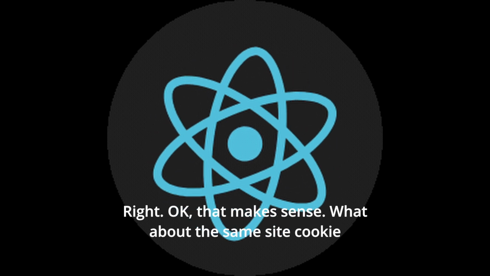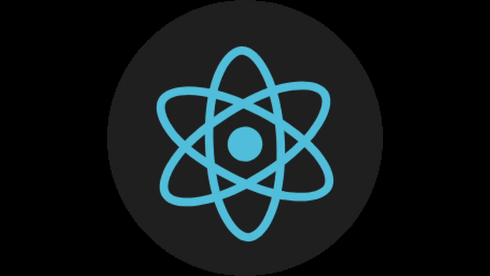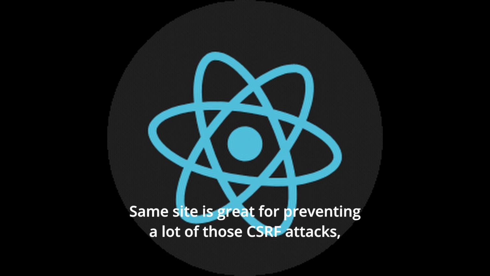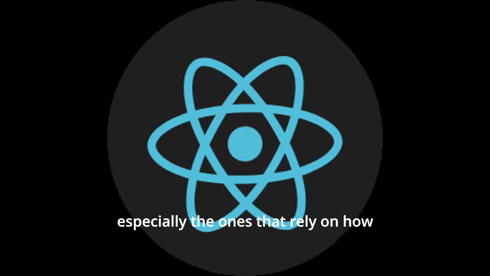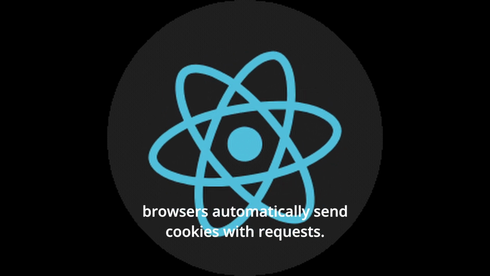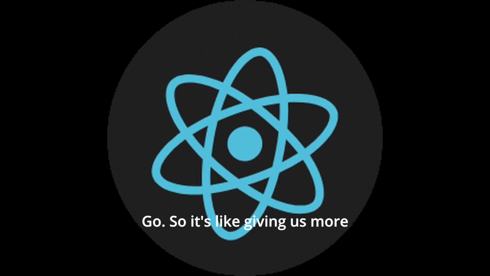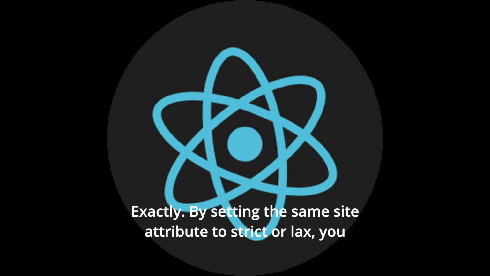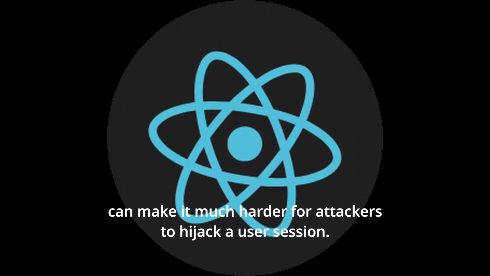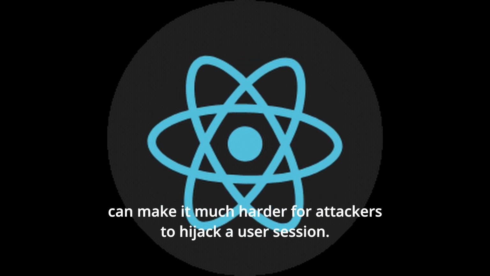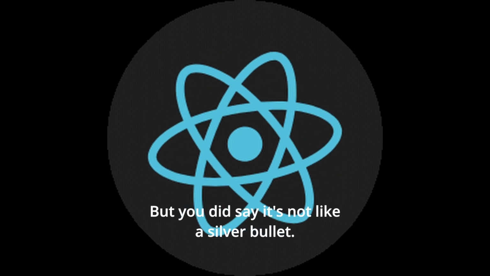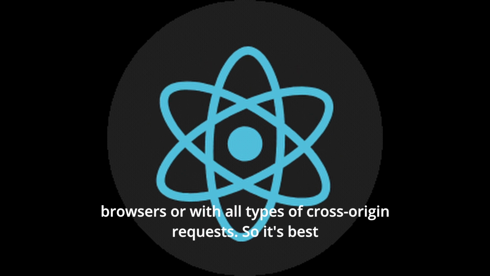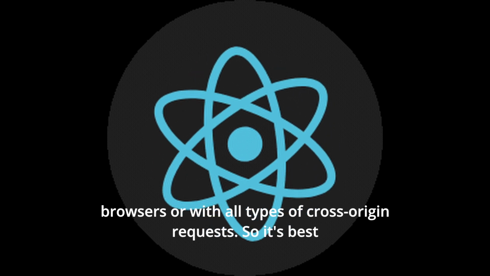What about the same site cookie attribute we talked about before? How does that fit into all of this? Same site is great for preventing a lot of those CSRF attacks, especially the ones that rely on how browsers automatically send cookies with requests. So it's like giving us more control over when those cookies are sent. Exactly. By setting the same site attribute to strict or lax, you can make it much harder for attackers to hijack a user session. But you did say it's not like a silver bullet. Right. It's not perfect. It doesn't work perfectly in older browsers or with all types of cross-origin requests.